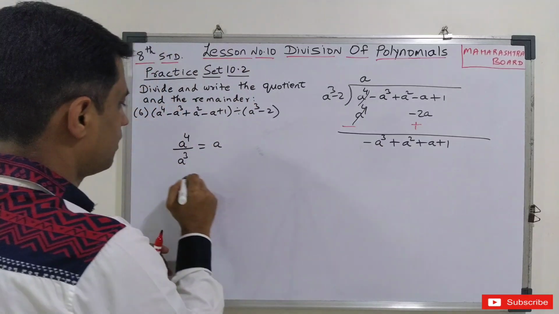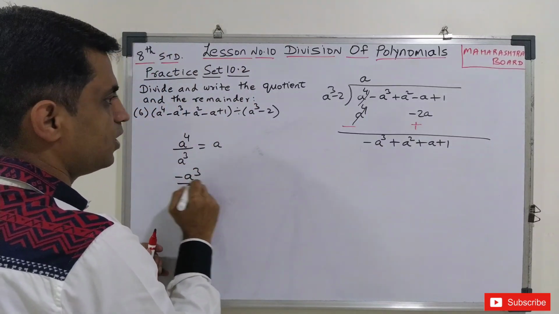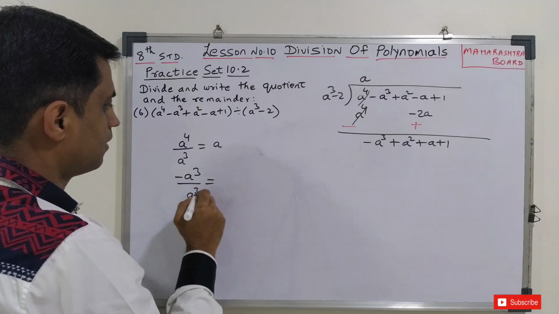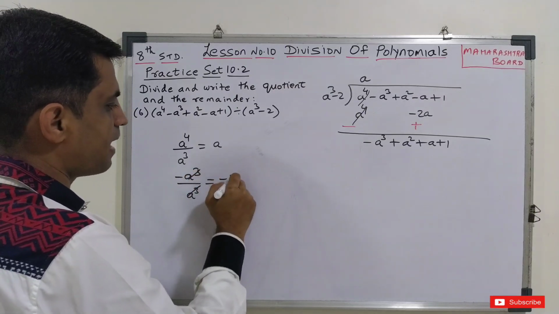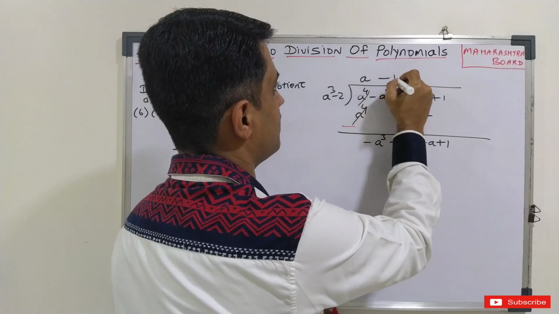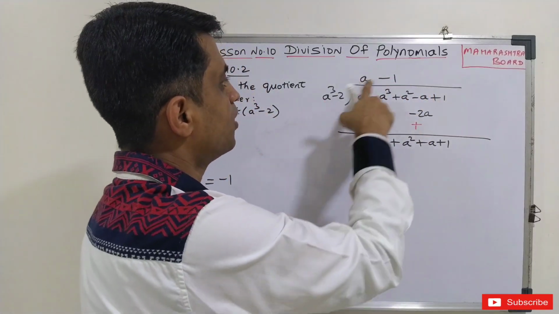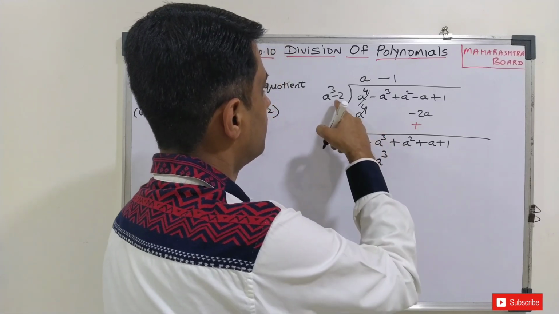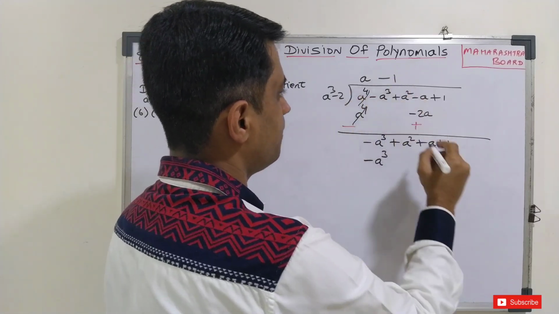Now again, minus a cube upon a cube. Again this will get cancelled, you get minus 1. So you will get here minus 1. A cube into minus 1 minus a cube. Minus 2 into minus 1 plus 2.